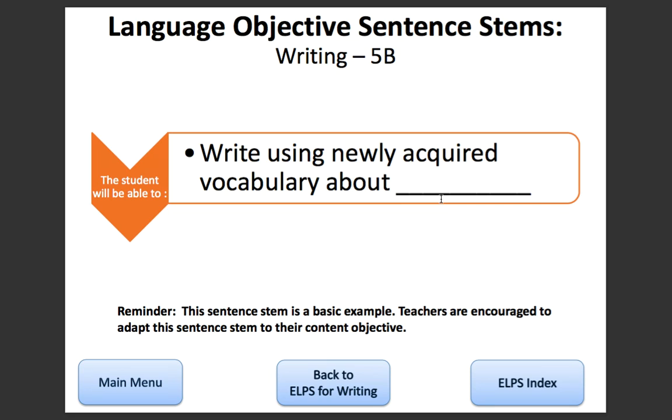At the bottom of the Cornell Notes, I go over to my language objective board and say, okay, remember our language goal is to write using vocabulary about geometry. So that's what I'm looking for in your summary today.